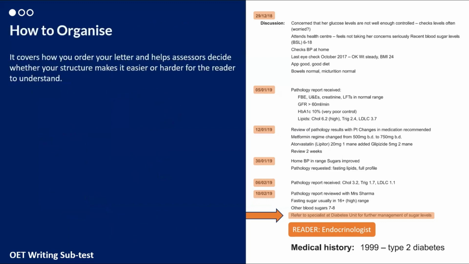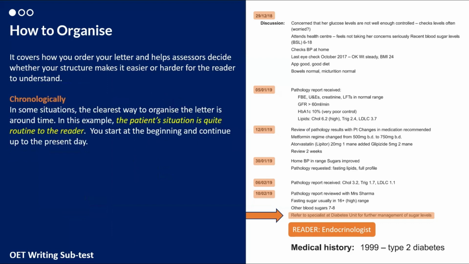In some situations like this, where the patient's situation is quite routine to the reader, an endocrinologist managing an uncontrolled sugar level, then the clearest way to organize the letter is around time. This is a chronological organization style. You start at the beginning and you continue up to the present day.